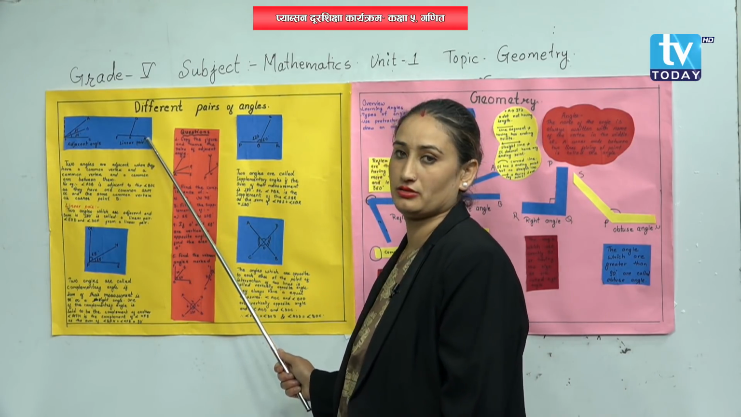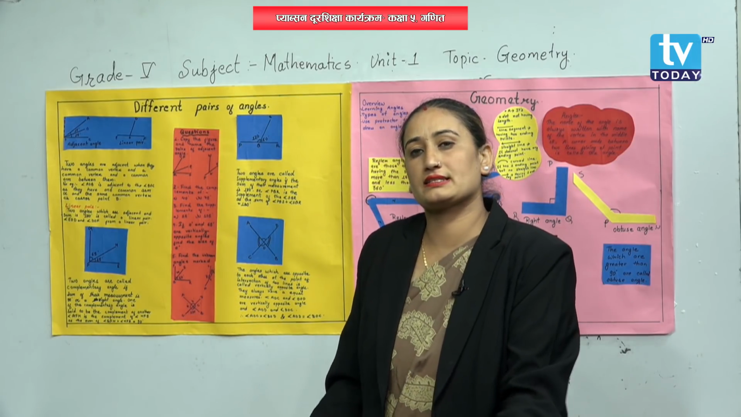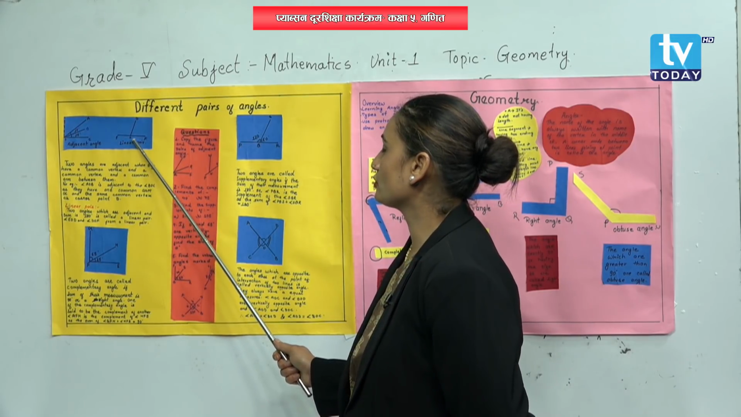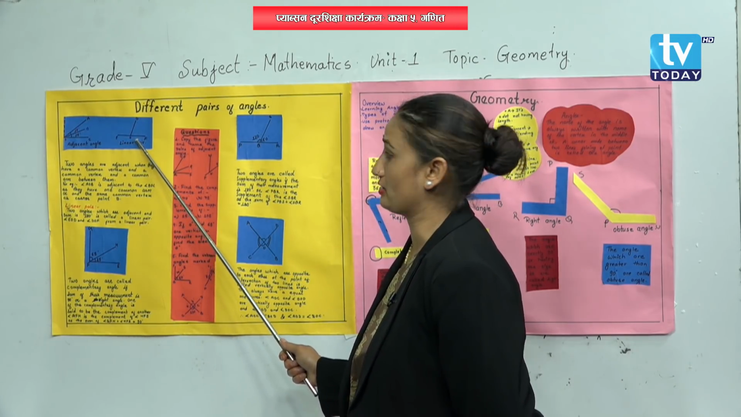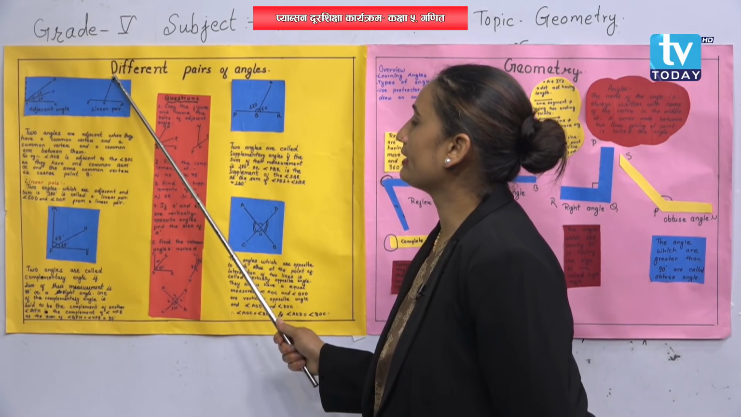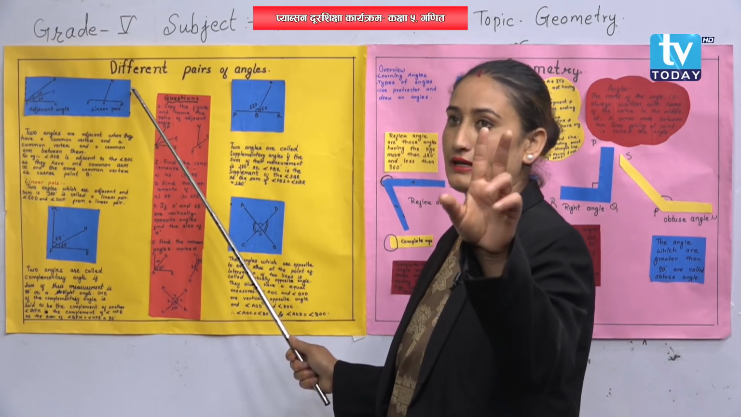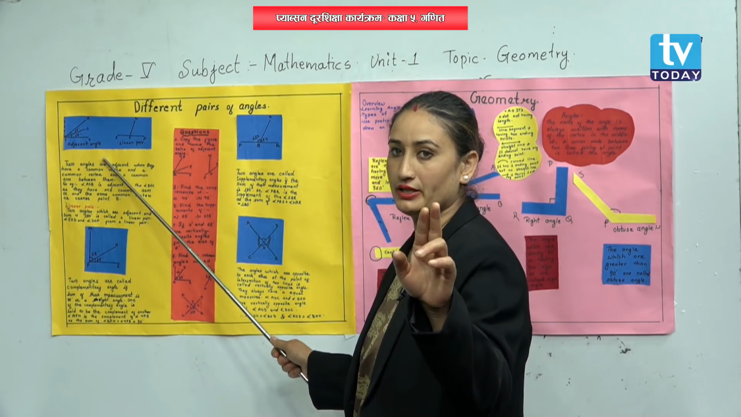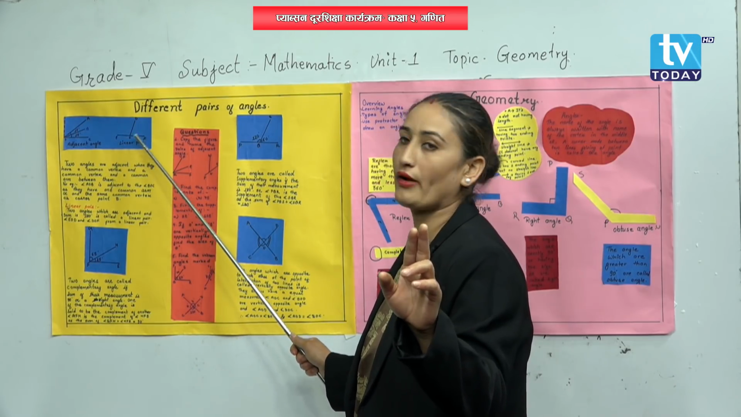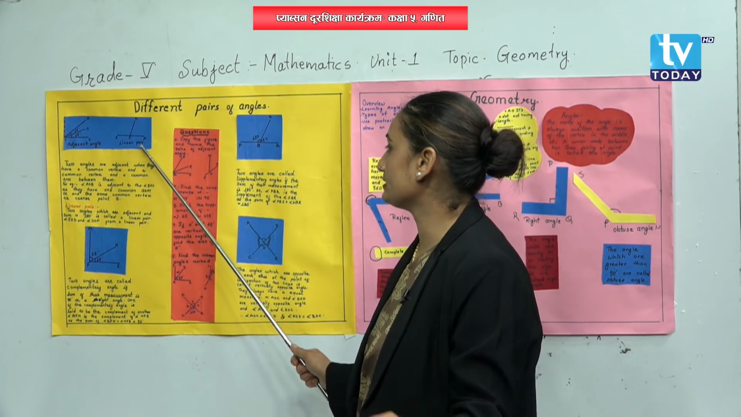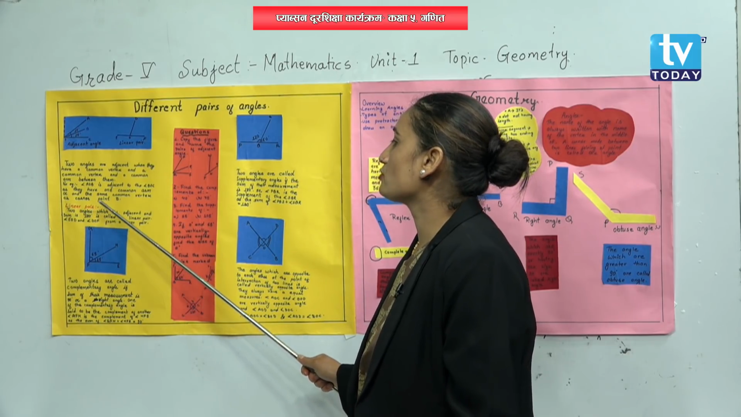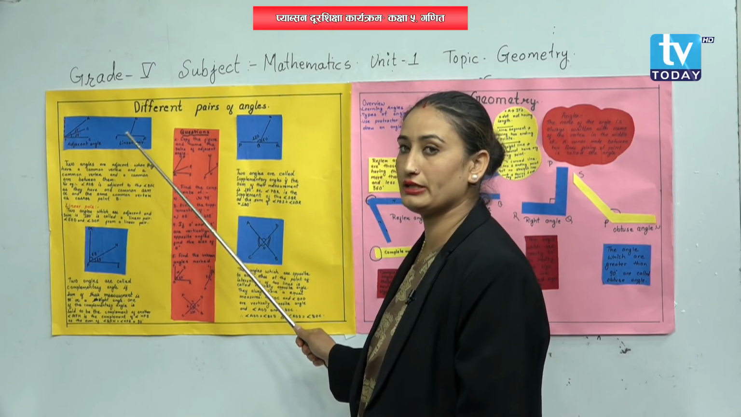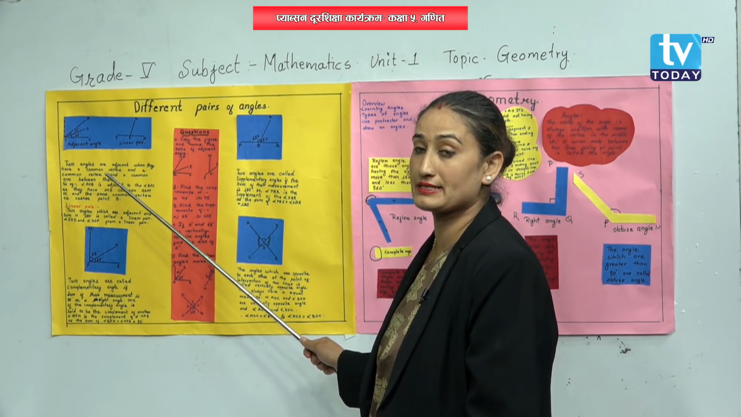So, linear pair. What type of angle is known as the linear pair? See here, two angles: angle EOD and angle DOF. There are two angles, okay? First one is EOD and the other is DOF. Two angles which are adjacent are also called adjacent angles. Don't get confused, okay? Because they have a common arm and common vertex as well.